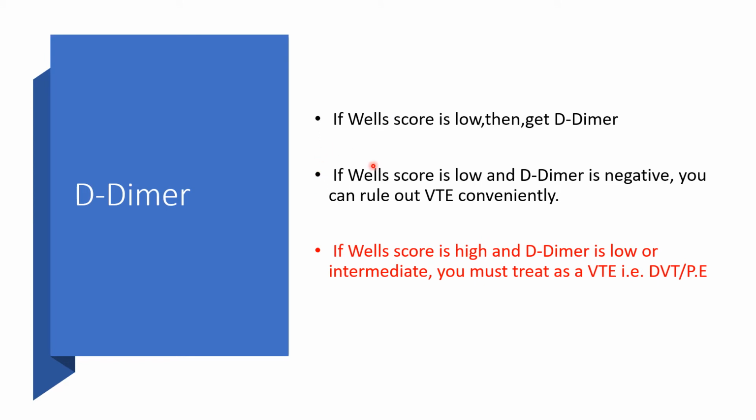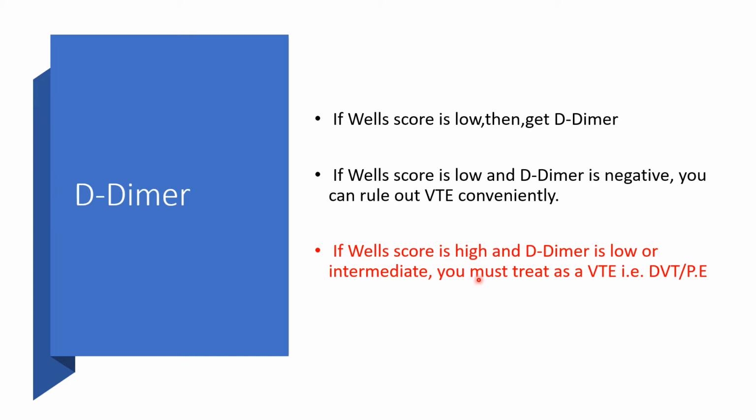Still on D-dimer, if you have the Wells score, and if it is low, then we go on to D-dimer. I will have a separate presentation on the Wells score later on. If the Wells score is low and D-dimer is negative, you can rule out venous thromboembolism conveniently. However, if the Wells score is very high and D-dimer is low or intermediate, you cannot ignore that. You must treat as venous thromboembolism.